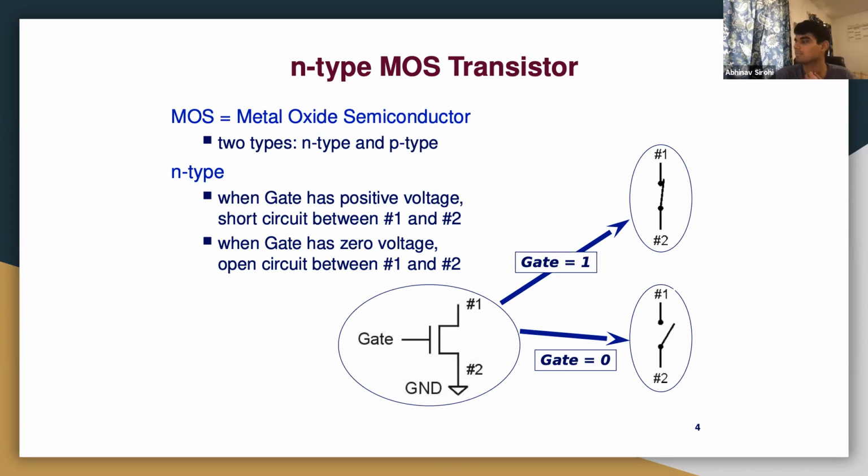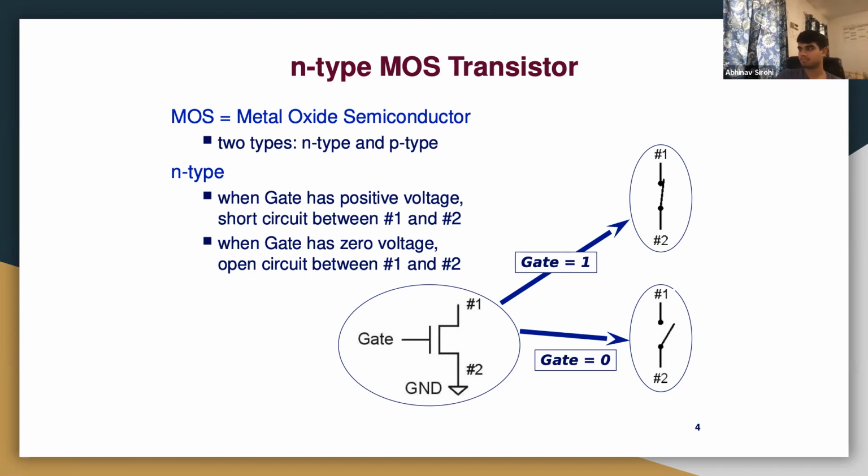Okay, so we're going to be working with MOS transistors, and we have two types, N-type and P-type. First, let's go over the N-type ones. Basically, this is what the transistor circuit looks like. If you have a positive voltage going in, then the circuit is closed. And when you have a 0 voltage going in, the circuit is open.